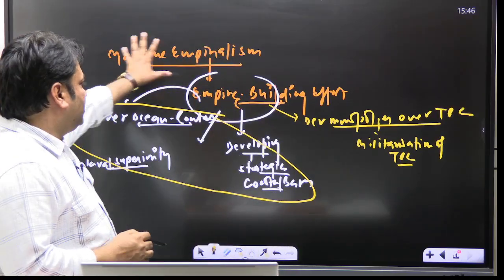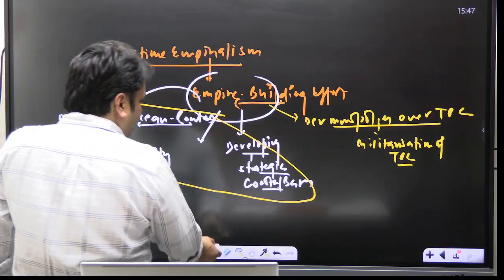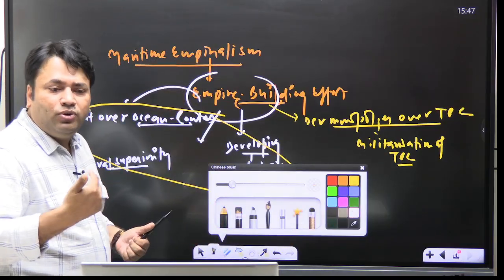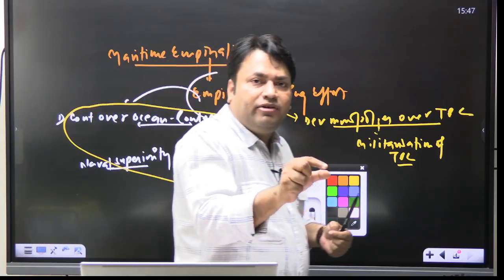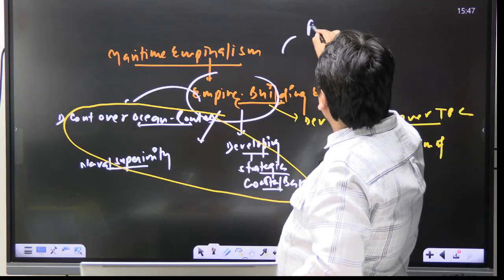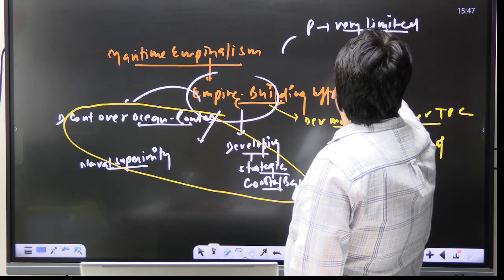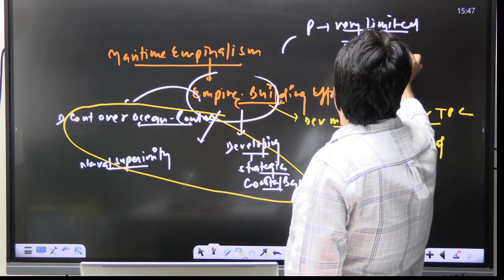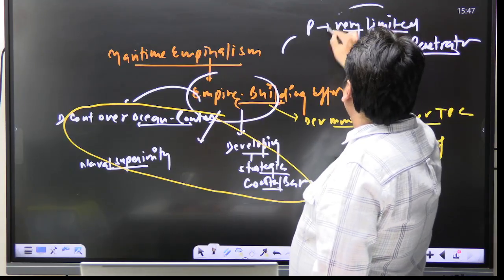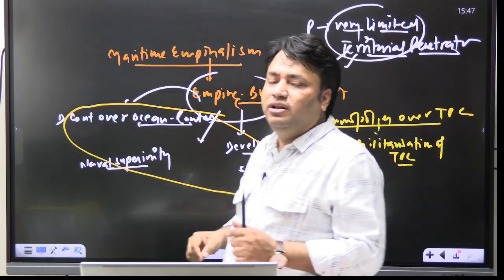And here, the word that has been used is maritime imperialism. It means that yes, there will be territorial annexations and territorial penetration, but this will be very much limited. In the case of the Portuguese, we see very limited territorial penetration. It means they were not like the British.